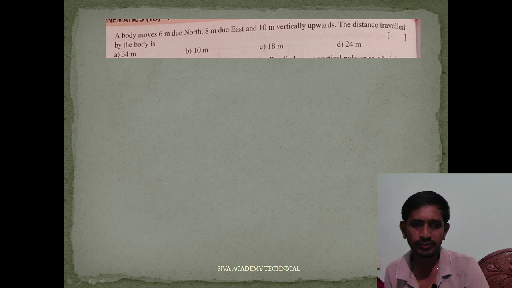Okay, next problem again. It mentions direction here. Again take the Cartesian coordinate system, x-axis and y-axis. This is the x-axis, negative x-axis, y-axis, negative y-axis, and this is the east, this is the west, this is the north, this is the south. The body moves 6 meters towards north. So from the starting point O, towards the north direction, 6 meters is covered first.